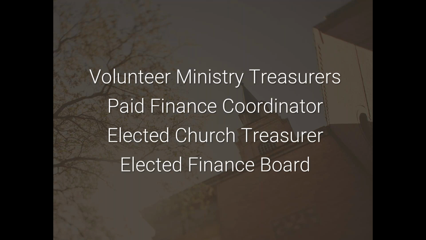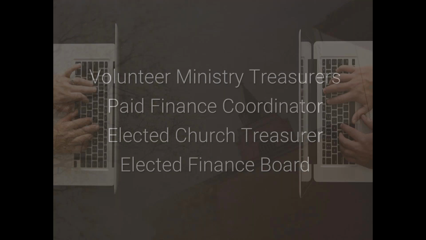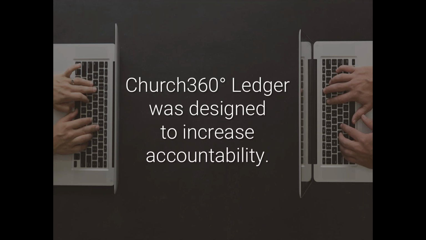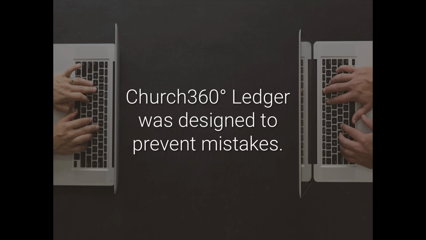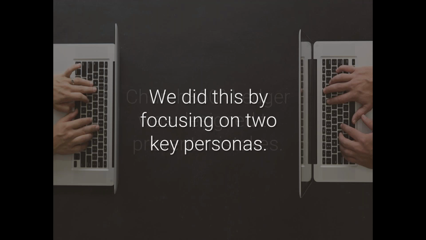We also know that many churches have finance boards consisting of multiple people who might be in the software, who might be looking at different parts of the books to best serve their different ministry purposes. So Church360 Ledger, as I was saying, was designed to increase accountability. I'll show you that in the software in a minute. It was designed to prevent mistakes. And we did this by focusing on two key personas.